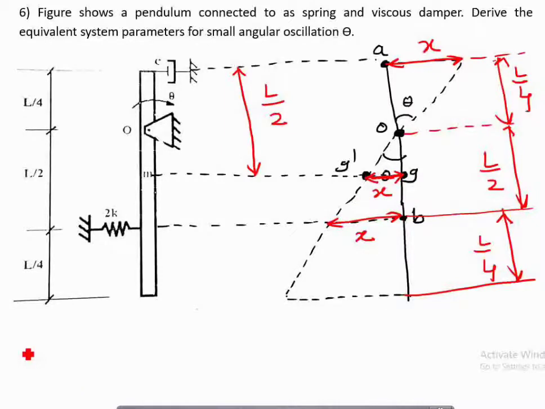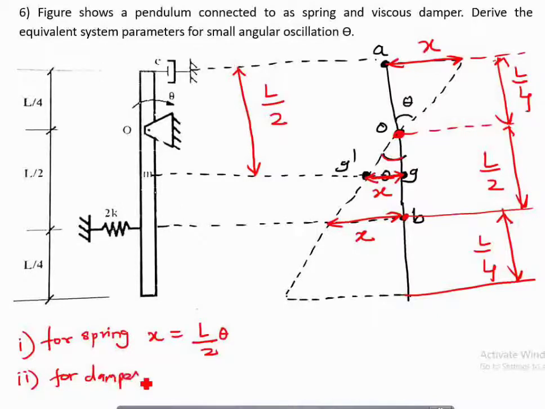First let us say for the spring, which triangle will you consider? The spring is connected at the point, so you will consider triangle OB. What is the OB distance? OB distance is L by 2, and the angle is theta. So for the spring you will get x is equal to L by 2 into theta. And for the damper, which triangle will you consider? OA, this right angle triangle up to this. Let us say this is A dash, and let me call this B dash.